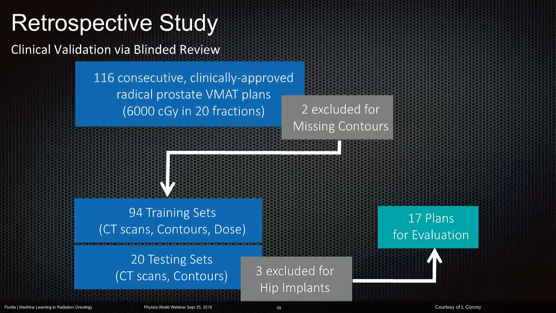So, I'll finish up by talking about this really cool retrospective study we did. We did a clinical validation of prostate VMAT automated planning in our clinic. We started with 116 patients. So we took them out of the database. Then we realized that some had missing contours, so our data set shrunk a little bit. And then from that, we took 20 cases out that we planned to test on, and the remaining ones we did training on.